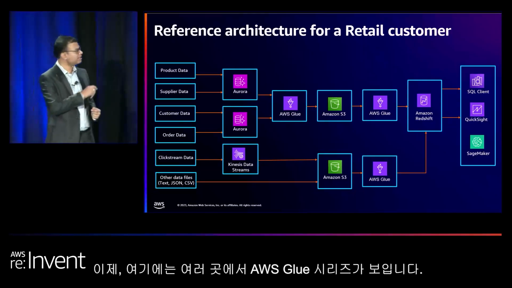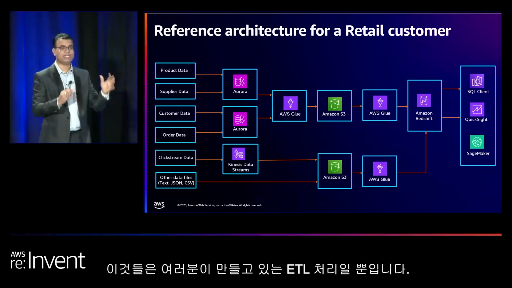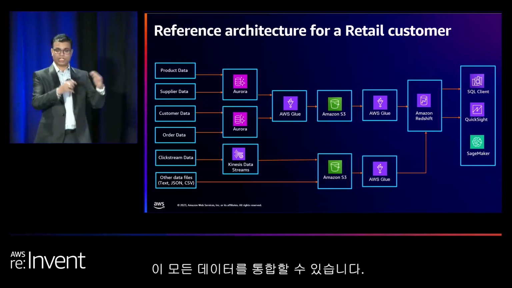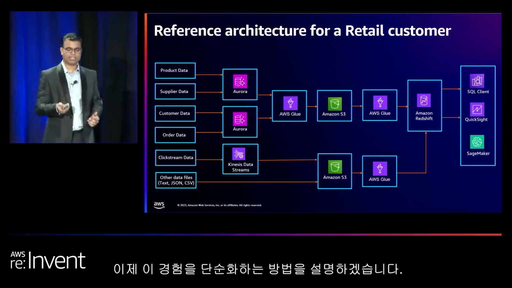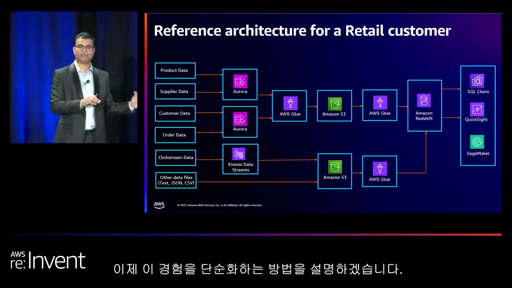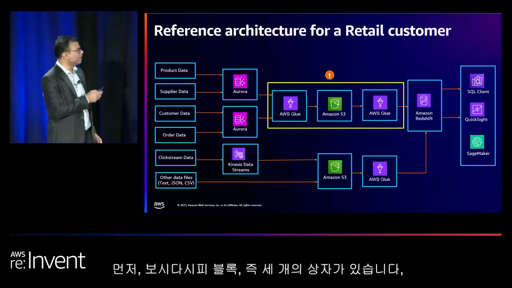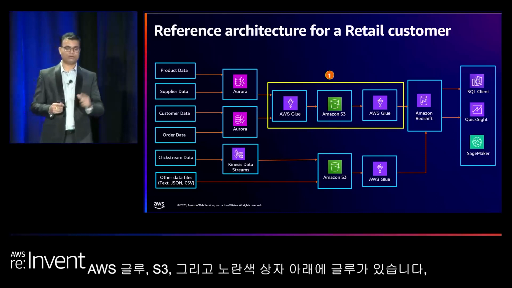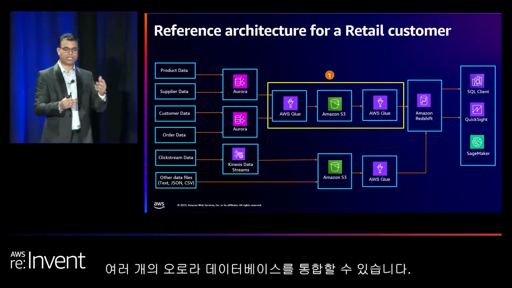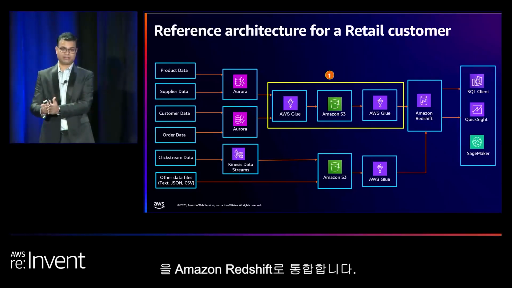Now, here you see a series of Glue, AWS Glue, in multiple places. These are nothing but ETL processing. You are doing it so that you can consolidate all these data sets into Amazon Redshift. Now I will explain how you can simplify this experience and this architecture. So first, as you see, the three boxes, AWS Glue, S3, and Glue under the yellow box, this piece you are running so that you can consolidate multiple Aurora databases into Amazon Redshift.